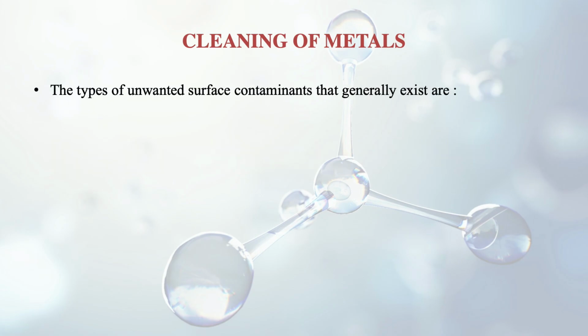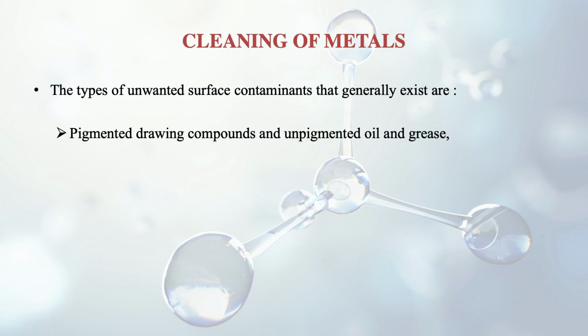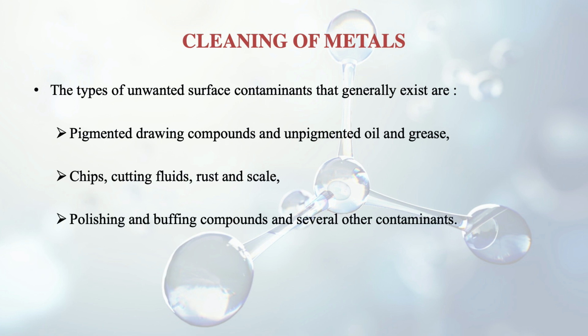And what are the types of unwanted surface contaminants that generally exist? These are pigmented drawing compounds and unpigmented oil and grease. Then there are small chips and the cutting fluids which we use. Rust is there, scale is there. Then polishing and buffing compounds and several other contaminants may also be there.